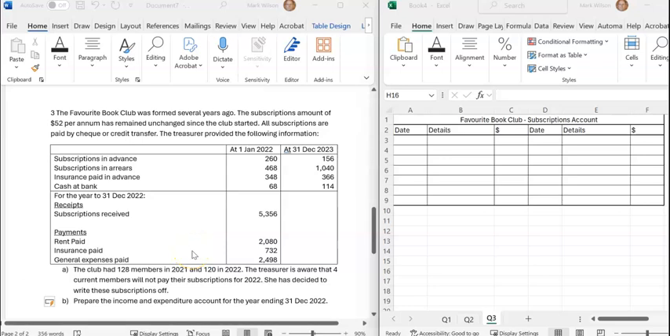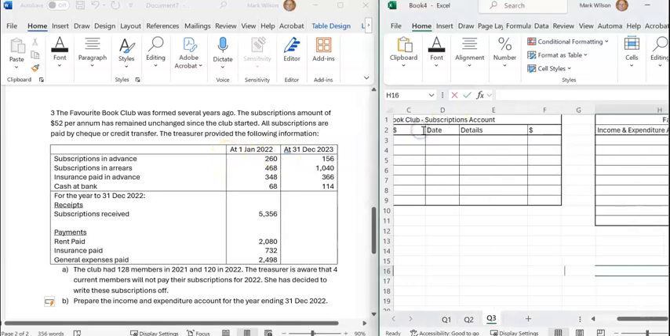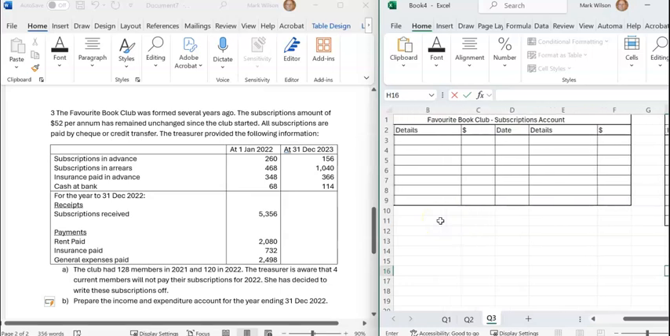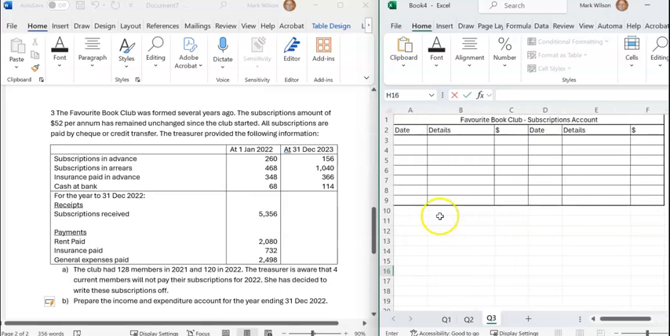This next question was actually one I think a lot of you are quite scared of, but let's demystify this a little bit. We've got the favourite book club, and what they've got is members, and members pay subscriptions. So we've got a subscriptions account here. And basically we've got to follow through that subscriptions account.